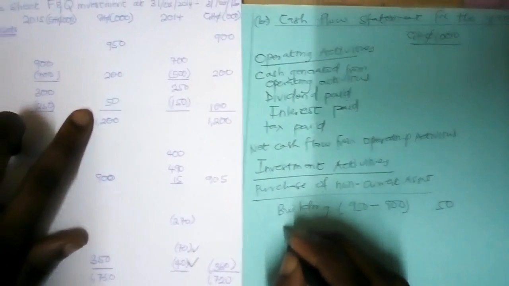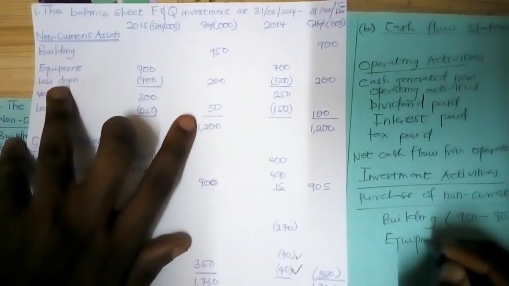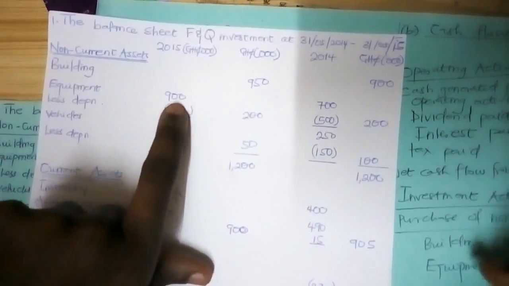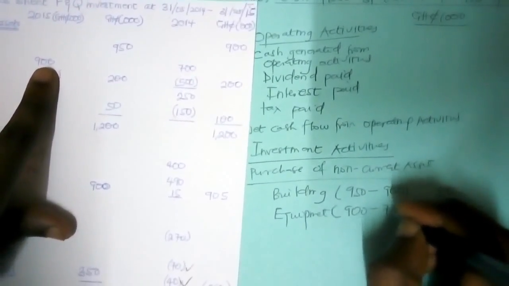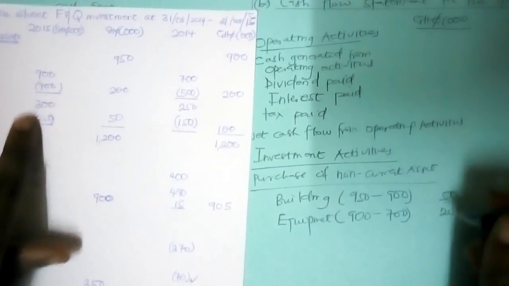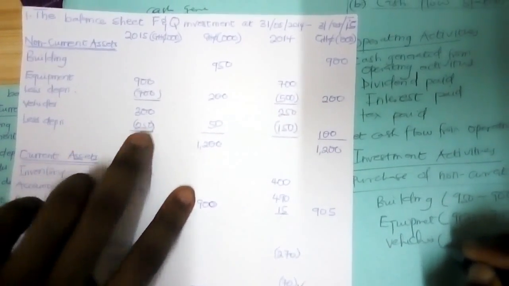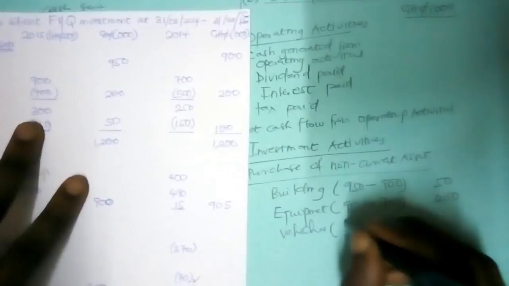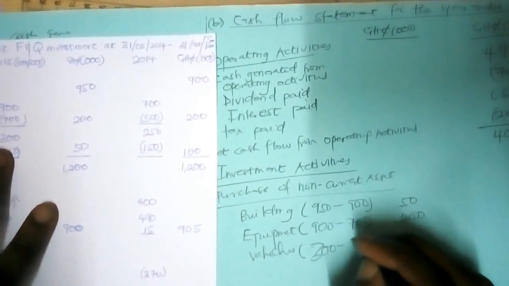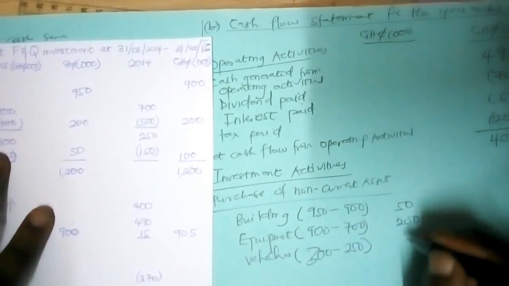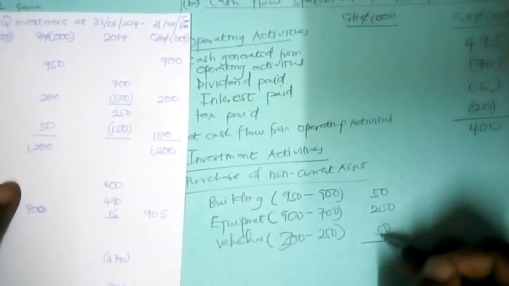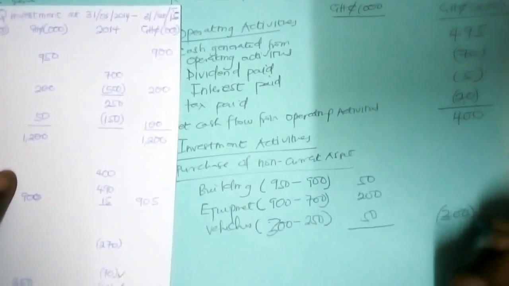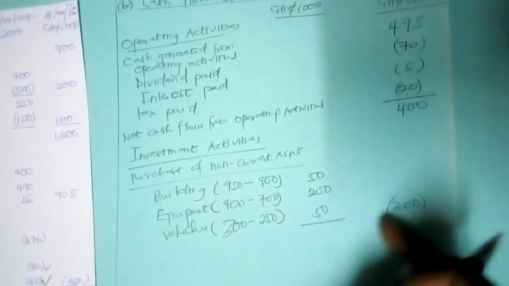Then go to the next item, which is equipment. So equipment is 900 and 700. So 900 minus 700 will give us 200. Then the last one is purchase of vehicle. And the vehicles, we have 300 minus 250, which will give us 50. So when we sum 50 plus 200 plus 50, we get 300. So you know that this money has been consumed, so it's in minus.